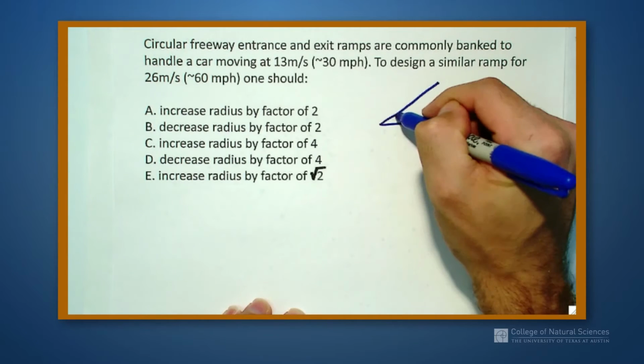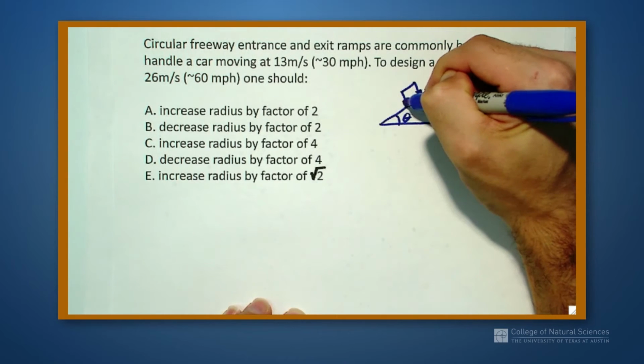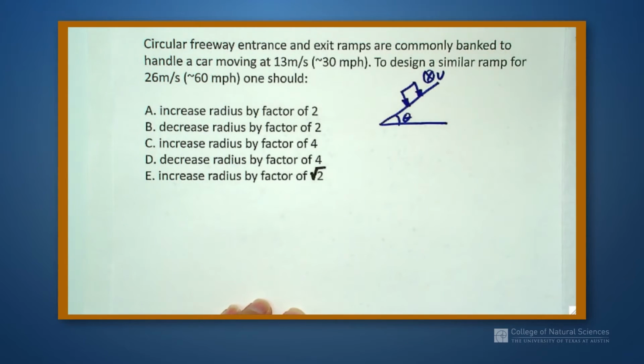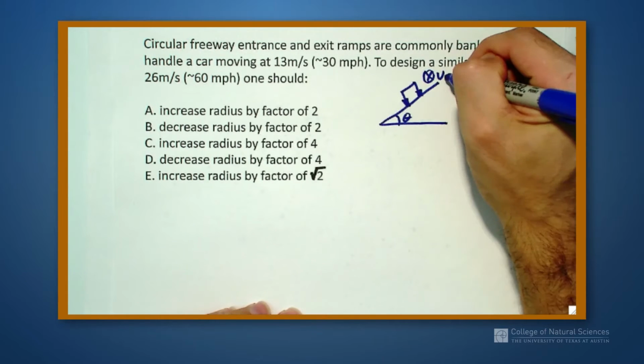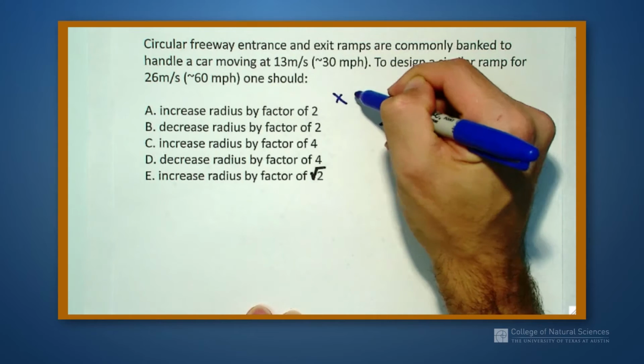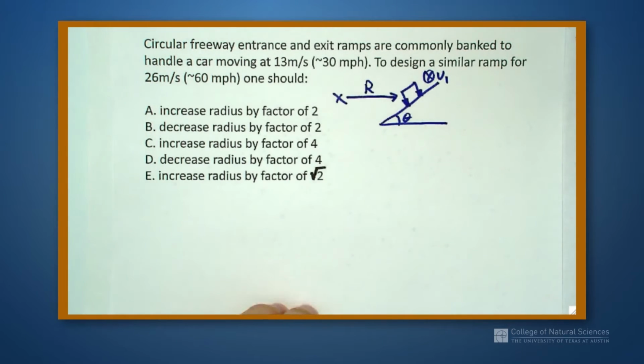So we have some banked curve. We have our little car. It's got its little wheels, and it's going, I'm going to say, going into the page with some velocity. This is my velocity 1. And it's going to have some radius of curvature. We want to know how much does my radius change when I go to a different velocity.